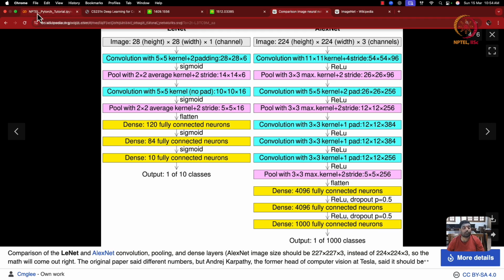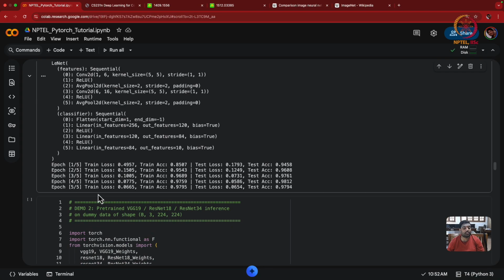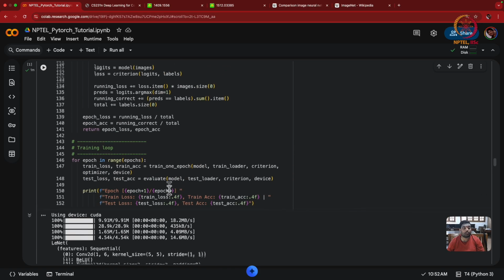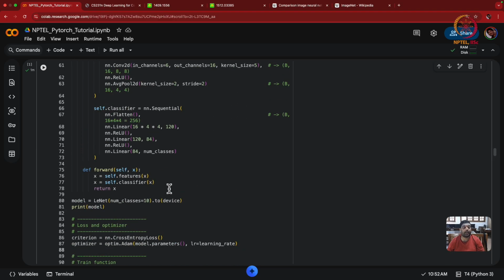Let's see the output of our LeNet. Yeah, it has finished. See, we got 97.95 as the train accuracy and 97.94 as the test accuracy within the 5 epochs that we have done. This is how you come up with any CNN architecture.